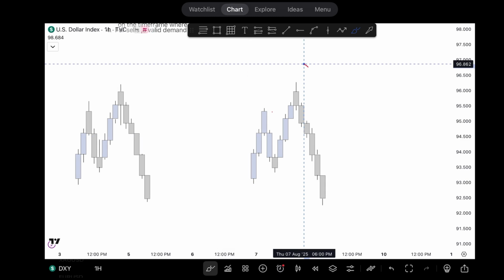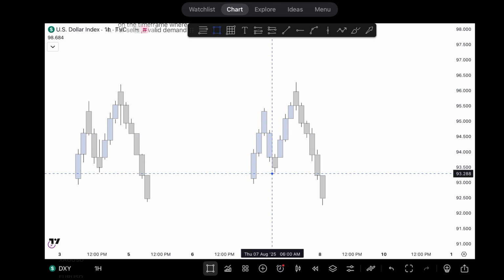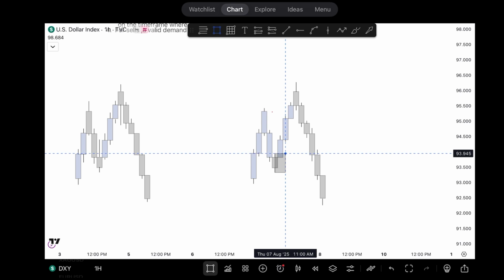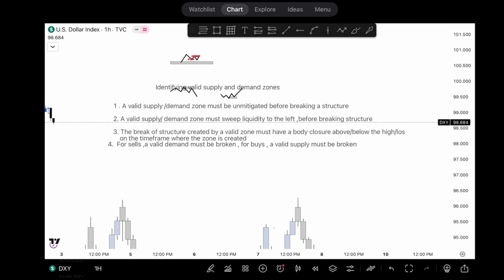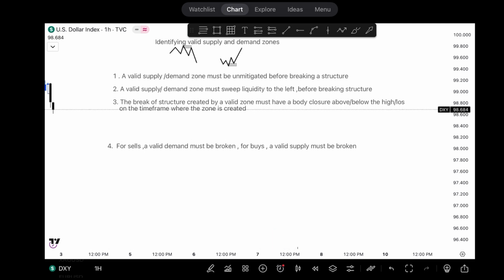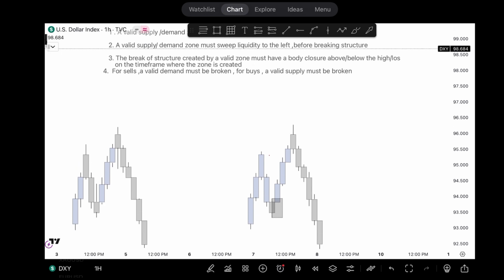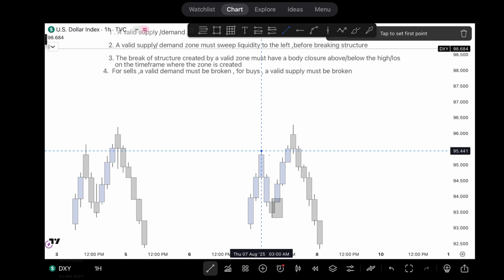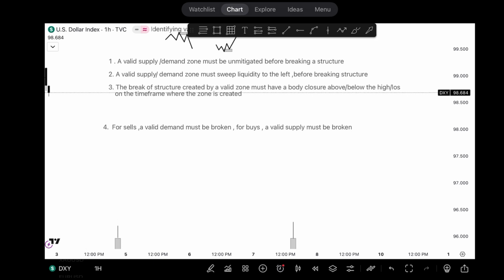Look at this particular chart right here. If you look at the demand zone in this schematic, the demand zone has not been mitigated. Can you see? This is the demand zone right here, it has not been mitigated, right? Good. The second rule says a valid supply or demand zone must sweep liquidity to the left before breaking structure. Look at it, liquidity was swept, right?